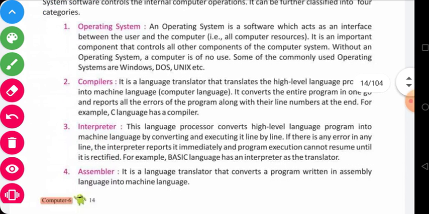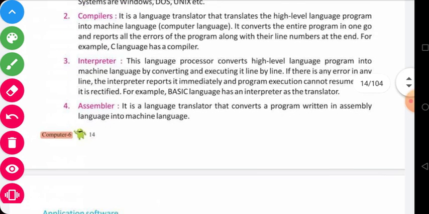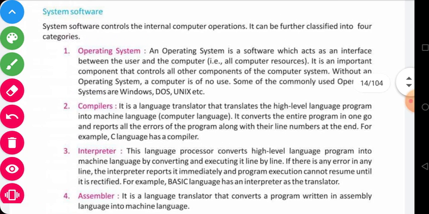The first one is operating system, the second one is compiler, the third one is interpreter, the fourth one is assembler. What is an operating system? An operating system is a software which acts as an interface between user and computer. That means it provides resource allocation between various types of hardware already installed in your computer, and various types of software to use this hardware according to its needs. It is an important component that controls other components of the computer system. Without an operating system, a computer is of no use.